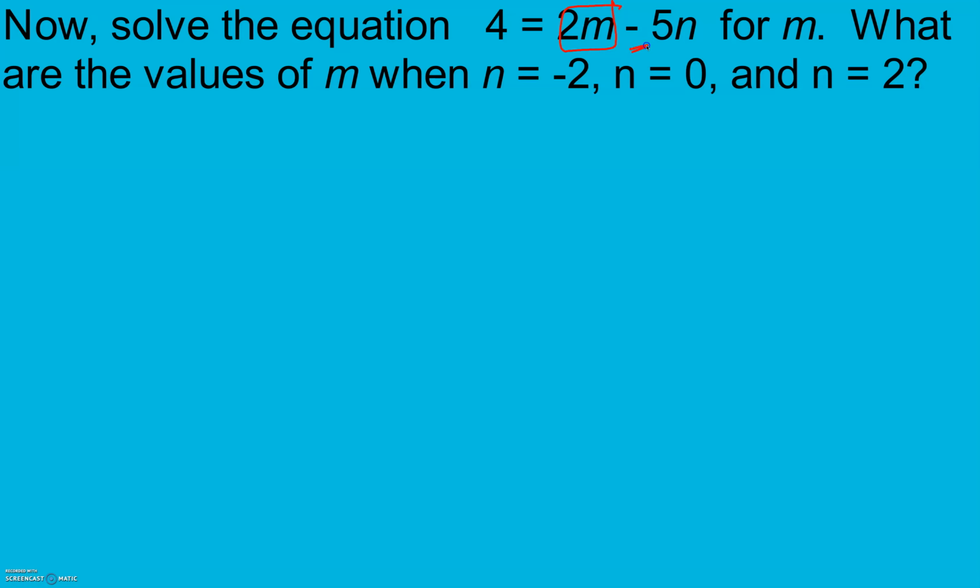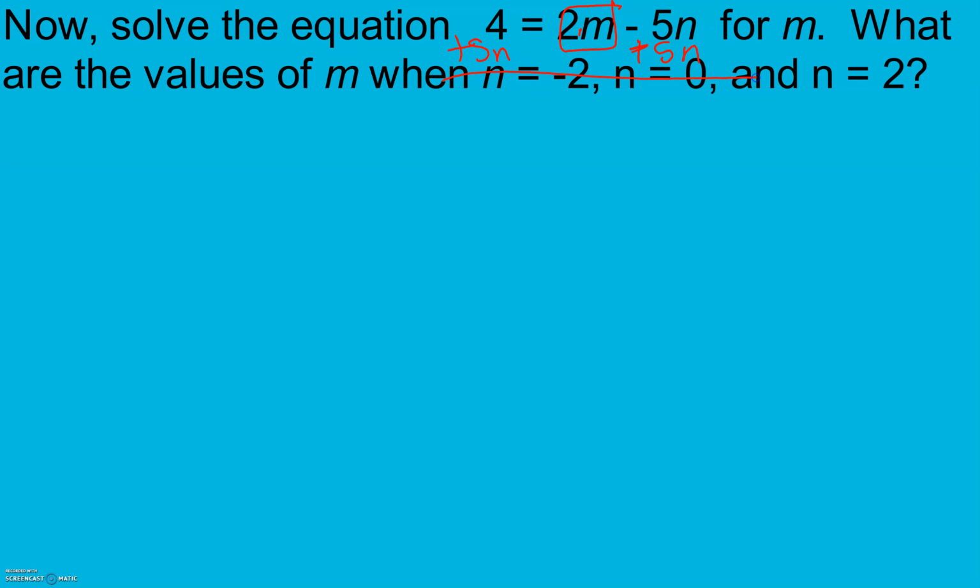M has subtraction with it and multiplication. So I'm going to get rid of my subtraction first. In order to get rid of subtraction, we add. Whatever I do to one side, I do to both. And it doesn't matter that there's an n with it, guys. It's still being subtracted by 5n, just like if it was subtracted by 5.